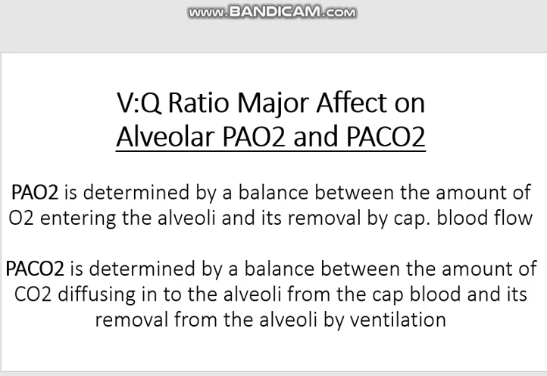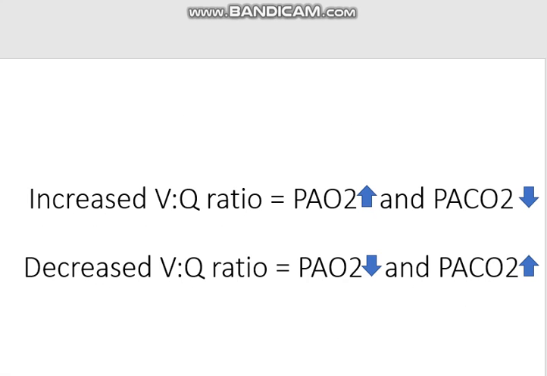PaO2 is determined by a balance between the amount of O2 entering the alveoli and its removal by capillary blood flow. PaCO2 is determined by a balance between the amount of CO2 diffusing into the alveoli from the capillary blood and its removal from the alveoli by ventilation. In an increased VQ ratio, the PaO2 will increase and the PaCO2 will decrease. In a decreased VQ ratio, the PaO2 will decrease and the PaCO2 will increase.